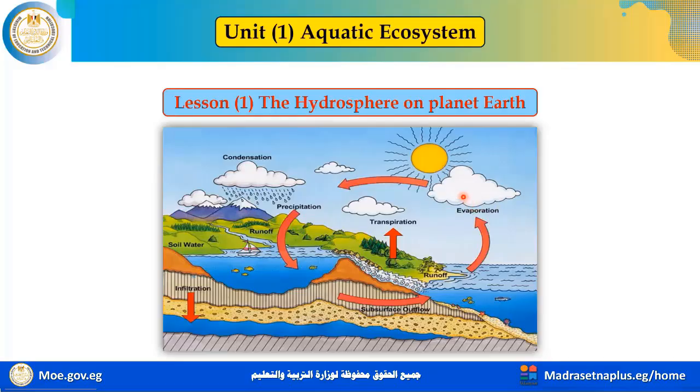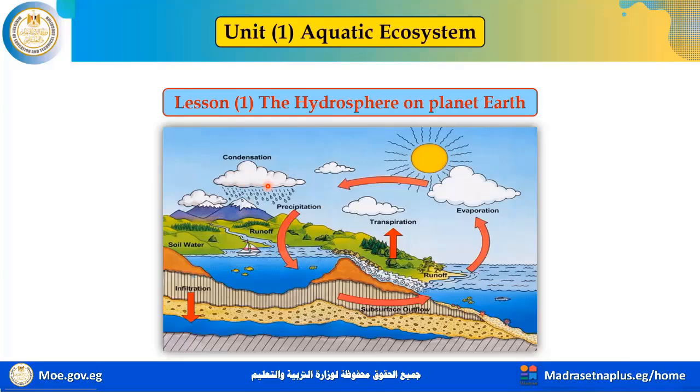And by elevation, the water begins to condense to form the cloud. By the way, the cloud consists of very, very tiny drops of condensed water, which is the water vapor changed into condensed water. And the wind transfers the clouds from one area to another. This is by the effect of the wind.